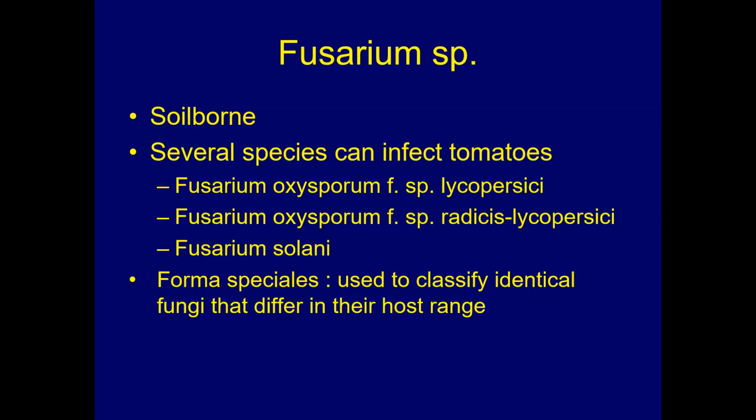The second is Fusarium oxysporum forma specialis radicis-lycopersici, which indicates that it will also attack the roots of tomatoes. And again, this one is specific to tomatoes as well. And the third one that we found was Fusarium solani. Solani is a more widespread pathogen that goes to several different hosts, especially in the Solanaceous family. And a forma specialis is just a term used to classify identical fungi that differ in their host range.